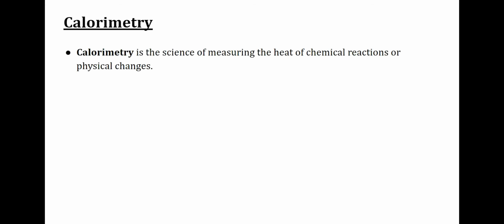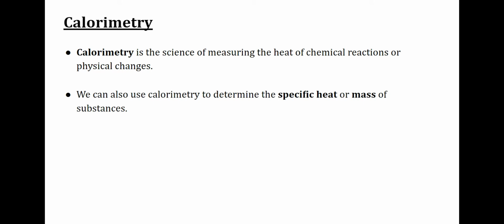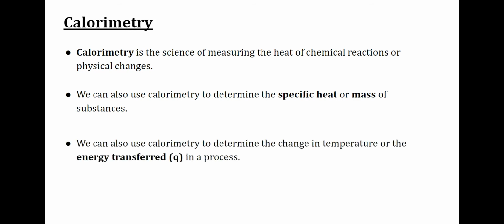Calorimetry is the science of measuring the heat of chemical reactions and/or physical changes. We can also use calorimetry to determine things like the specific heat or the mass of a substance. We can also use it to determine the amount of temperature change for a substance or the energy transferred, Q, in a process. So calorimetry is a fundamental, important idea in thermochemistry.